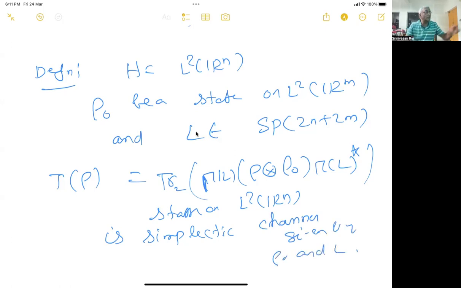Given a rho naught and L, we can define some collection of completely positive maps like this. This is what is called a symplectic channel.